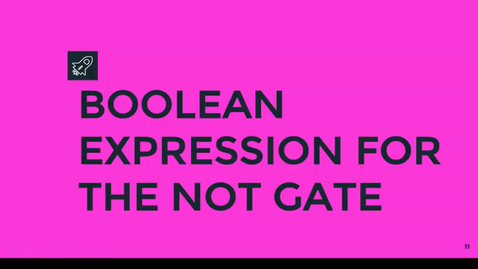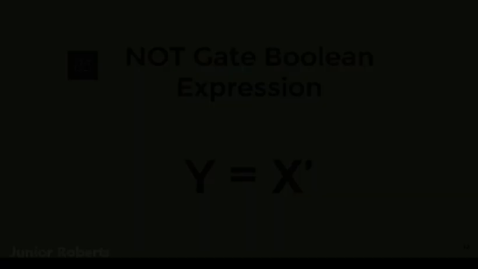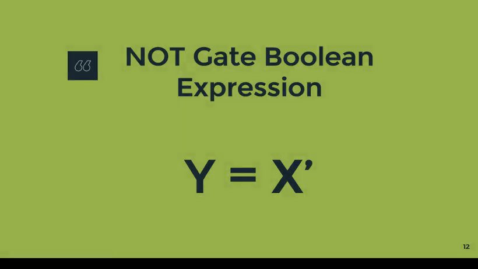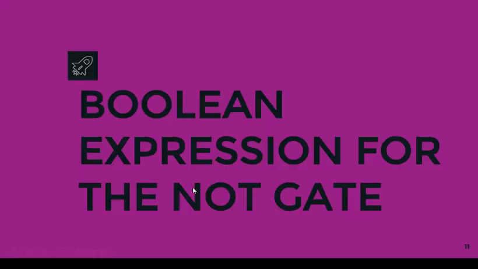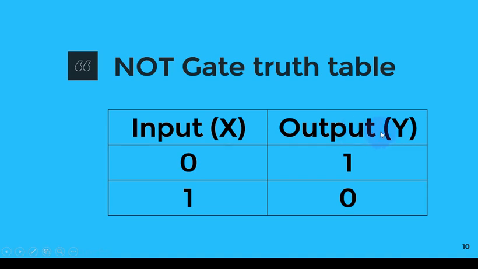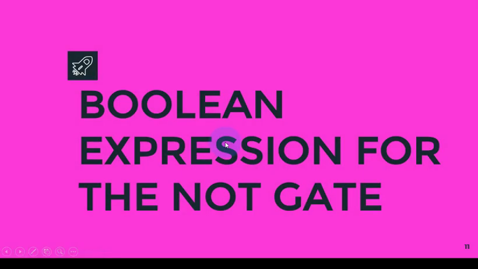So now let's quickly look at the Boolean expression for the NOT gate. The NOT gate Boolean expression is given as y equals not x. So what this is saying is that our output y, let's look back at our truth table. Our output was y and our input is x.